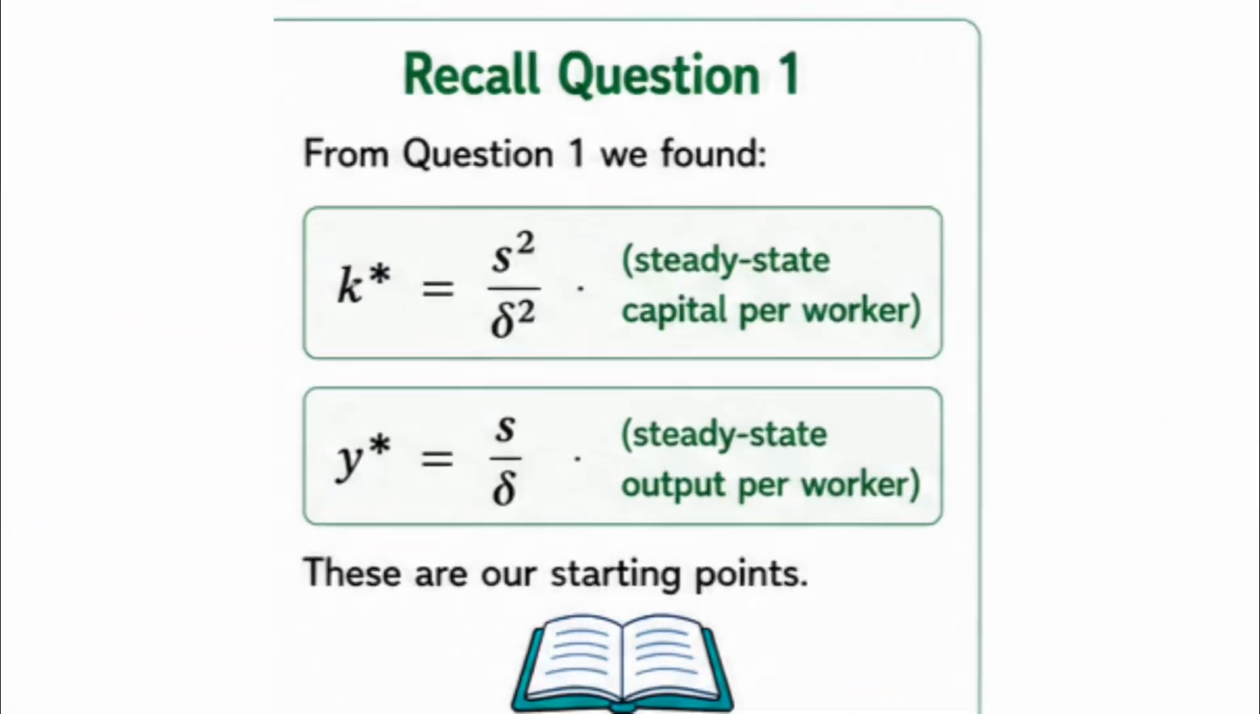To tackle this next challenge, we first need to recall what we found in question 1. We have the steady state capital per worker k star equals s squared over delta squared, and the steady state output per worker y star equals s over delta.